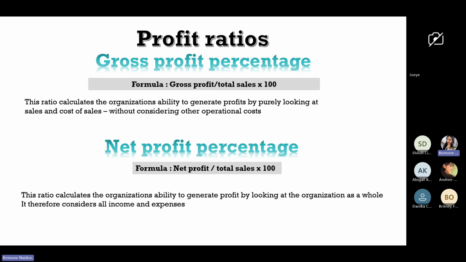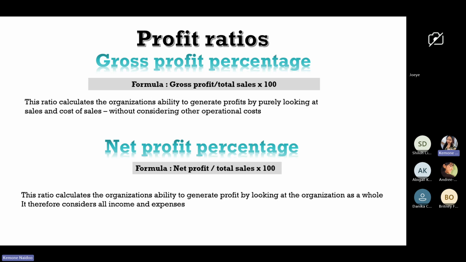If we look at these calculations, let's look at gross profit percentage first. Know the theory behind it. So this ratio calculates the organization's ability to generate profits by purely looking at sales and cost of sales. So you are not taking into account any other operational costs here. You are purely looking at sales and cost of sales. And here the formula is quite simple. You have your gross profit over your total sales times 100 to give you a percentage.